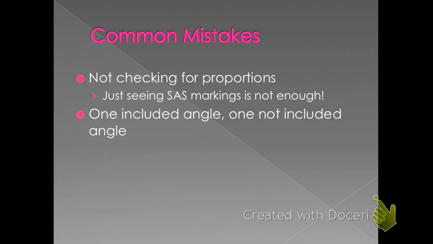So some common mistakes are not checking for the proportions. If you just notice, like on the last triangle, that you have a side-angle-side marked, that's not enough. You do need to check the proportions. And a lot of times I see students making mistakes when they see a diagram where one triangle has an included angle marked and the other triangle has the non-included angle marked. So that would not be enough information to say whether or not they are similar.